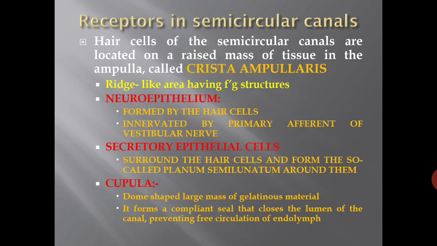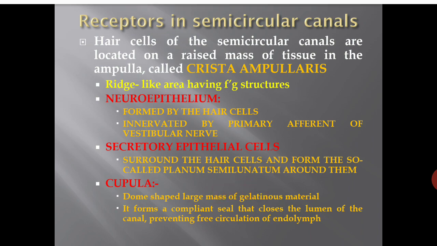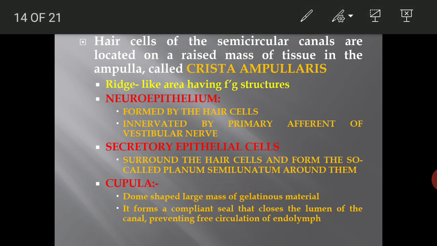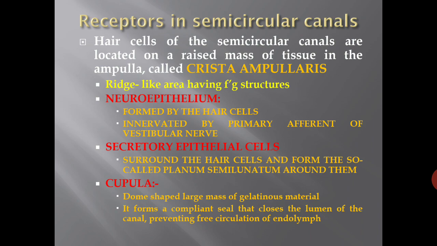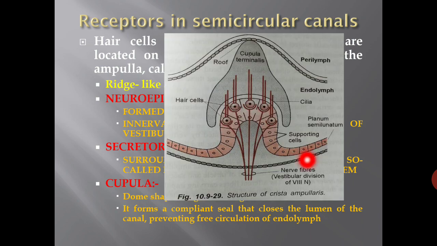And the cupula is a dome-shaped large mass of gelatinous material, and it forms a compliant seal that closes the lumen of the canal and prevents free circulation of endolymph. So this is the cupula, a dome-shaped structure. So neuroepithelium, then secretory layer, supporting cells, planum semilunatum, and then cupula terminalis. So there are three structures of the crista ampullaris.